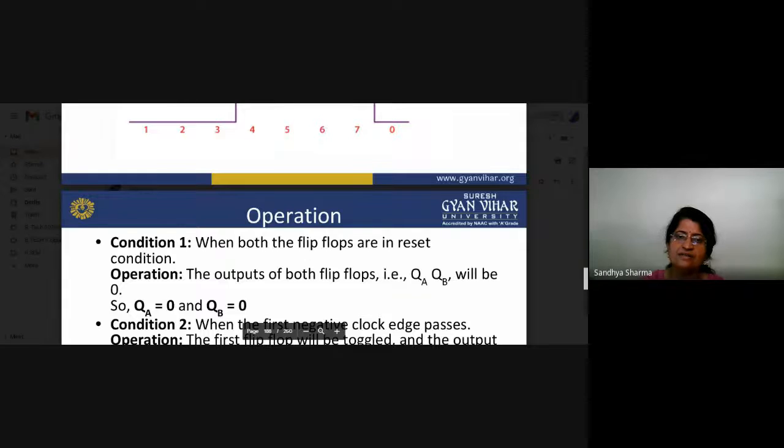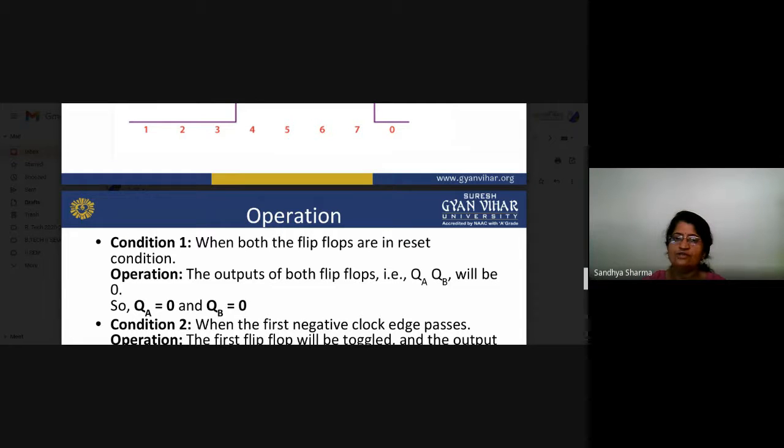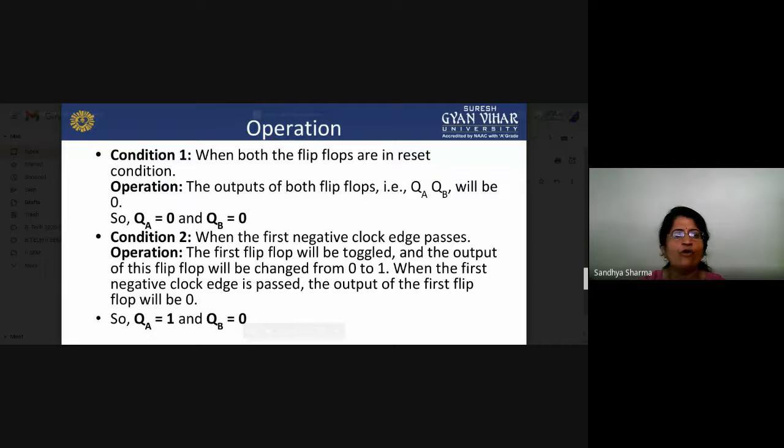So basically, when both the flip flops are reset, you have 00. When the first negative edge passes, the flip flop will be toggled, and the output of this flip flop will change from 0 to 1. So when the first negative clock edge is passed, the output of the flip flops is 10.